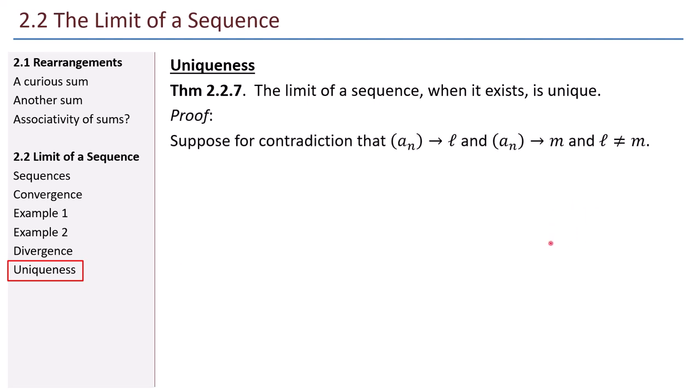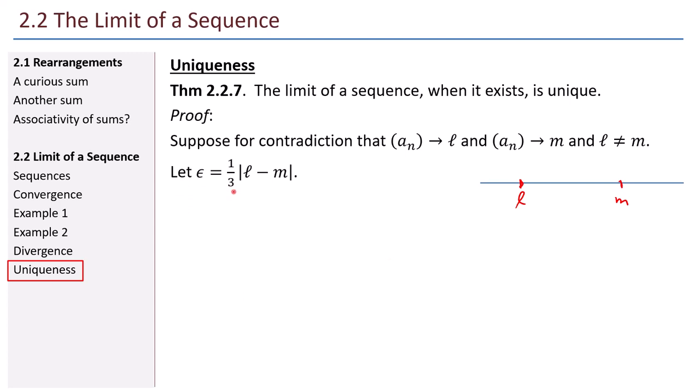Suppose, for contradiction, that my sequence a sub n converges to L and that same sequence converges to M, and that L is not M. So I might draw a little picture here about what I mean. I have a number L, I have a number M, and I'm imagining that somehow in some crazy world, the terms of my sequence get arbitrarily close to L after some point, and they get arbitrarily close to M after some point in my sequence.